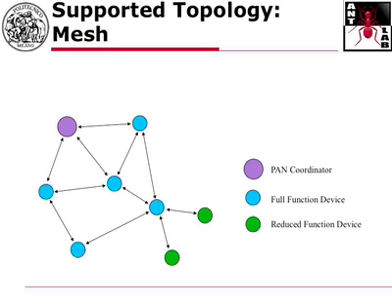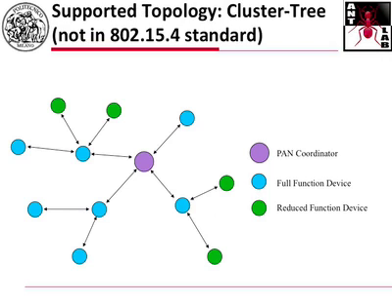Questions? Okay, the last topology, which is actually not in the 15.4 standard, but is implemented at the network layer of the ZigBee standard, is the so-called cluster tree topology. Which means that I still have a PAN coordinator here, and the communication pattern is managed through a tree, where you have different layers, and each layer of the tree may be composed of full function devices or reduced function devices.